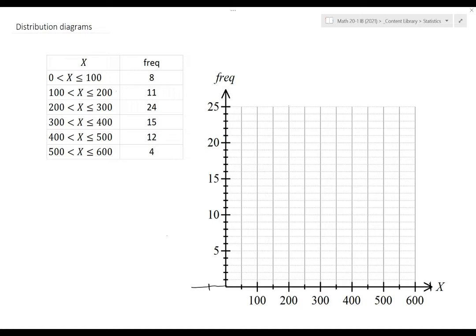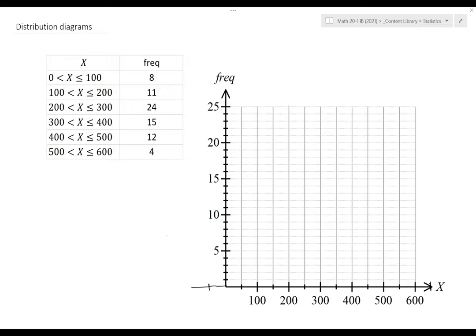So the table that's given here is an example of data that is already grouped. The values that are between 0 and 100, there's 8 of them. Between 100 and 200, there's 11. 200 and 300, there's 24, and so on. Notice where the boundary points are included.